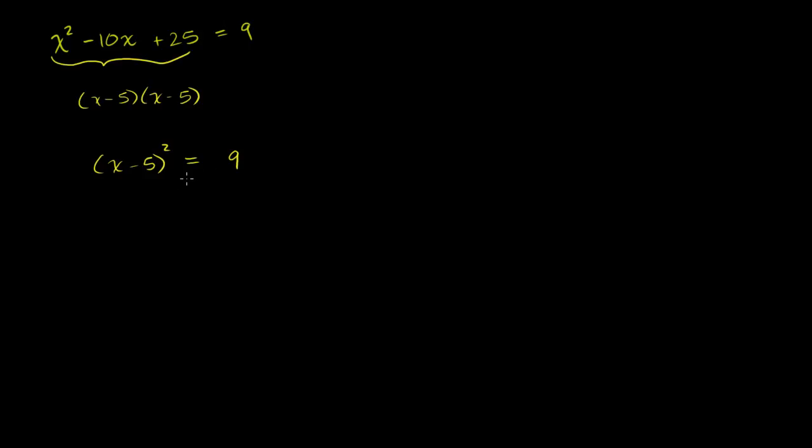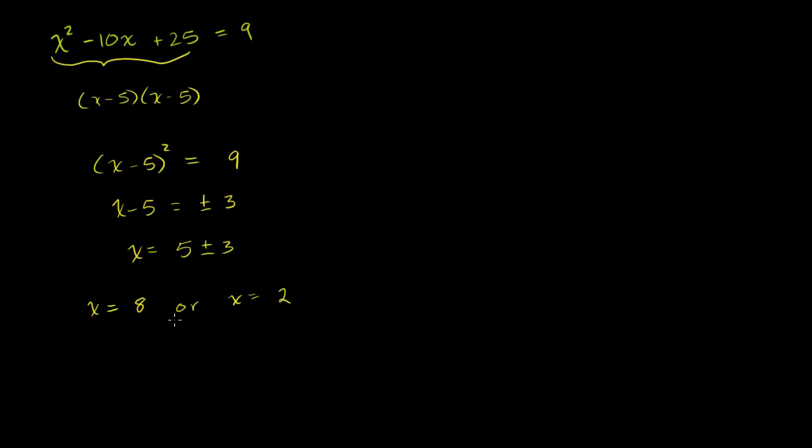And now we can take the square root of both sides. So we could say that x minus 5 is equal to plus or minus 3. Add 5 to both sides of this equation. You get x is equal to 5 plus or minus 3. Or x is equal to, what's 5 plus 3? Well, x could be 8, or x could be equal to 5 minus 3, or x is equal to 2.